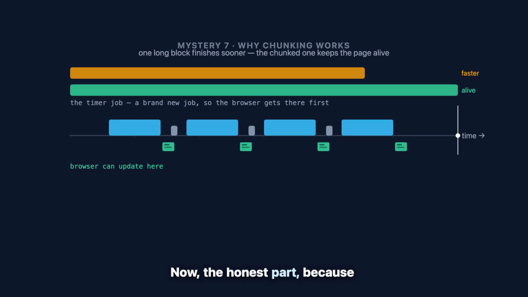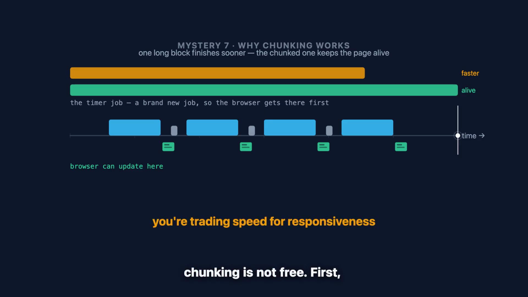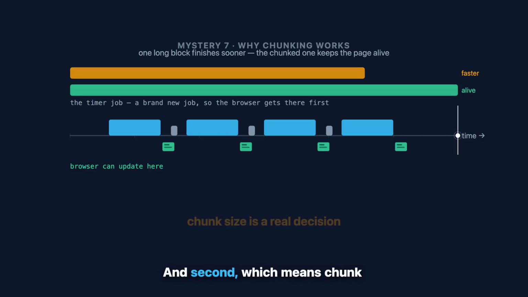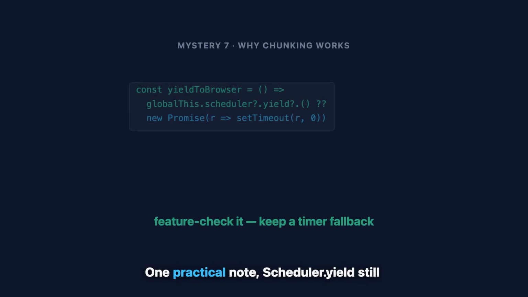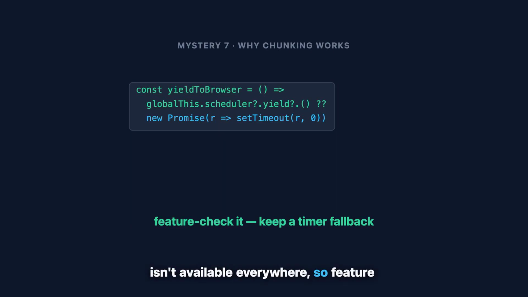Now, the honest part, because chunking is not free. First, the whole job now takes longer. Every gap costs you something, and you're adding hundreds of them. You are deliberately trading total speed for responsiveness. And second, which means chunk size is a real decision. Too big, and you're back to freezing. Too small, and you'll spend more time stopping and starting than actually working. One practical note: scheduler.yield still isn't available everywhere, so feature check it and keep the timer version as your fallback.